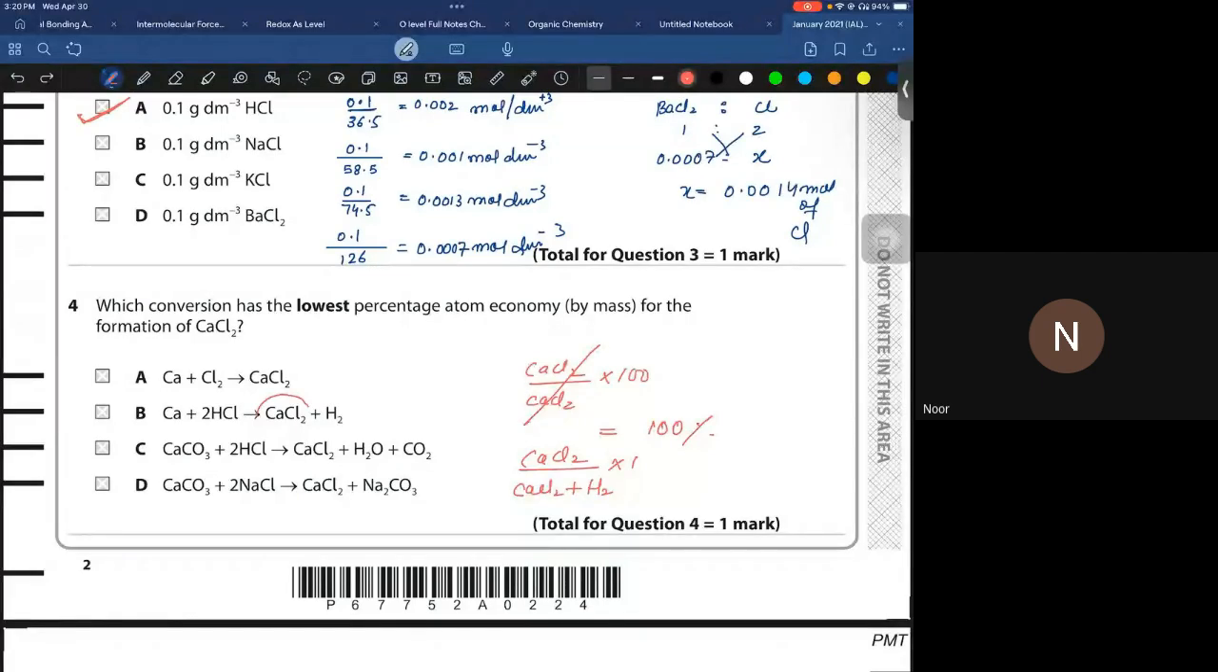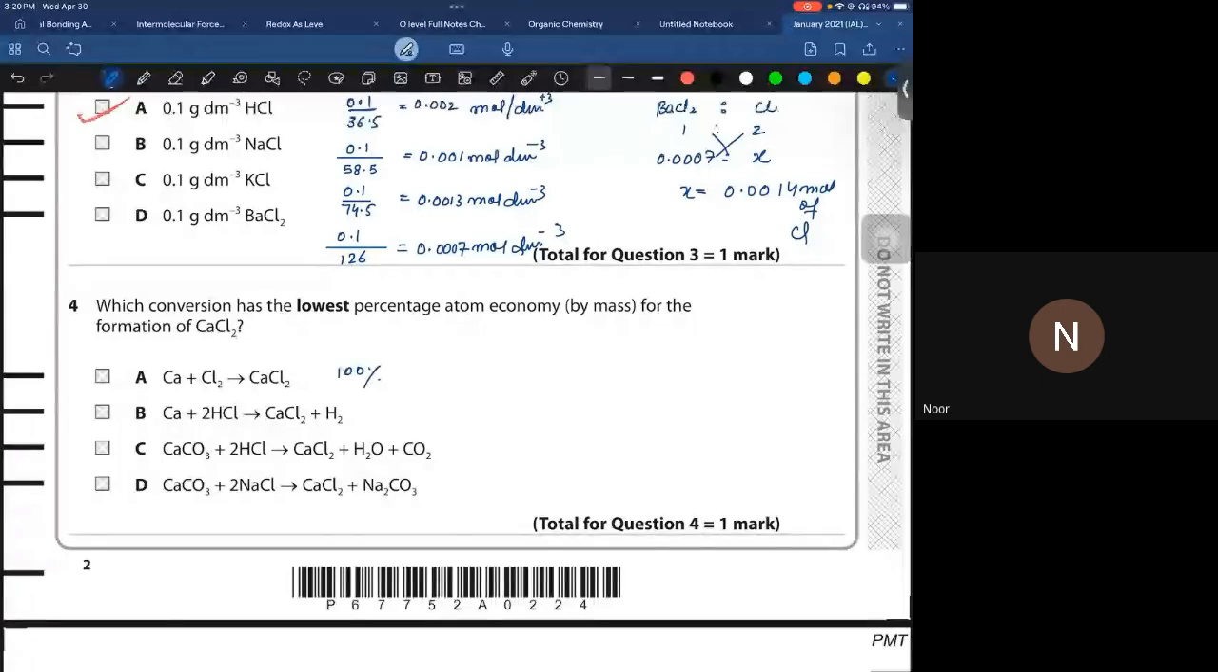Of course, option A is not the lowest percent. It's 100%. Option A is wrong. Then you have to check option B, then option C, then option D. After getting the molecular masses, you would have a clear idea of what the answer would be. So as I did, for option A it's 100%. We can also calculate for B.